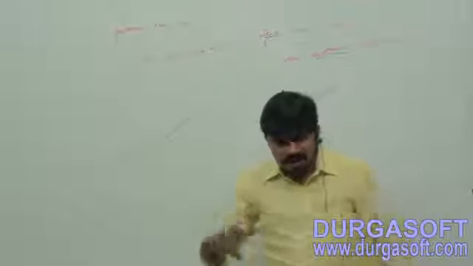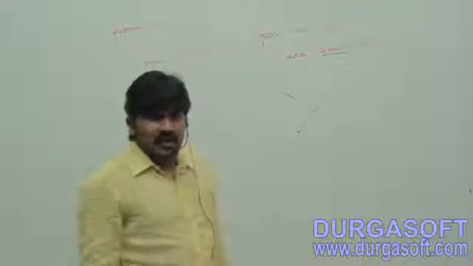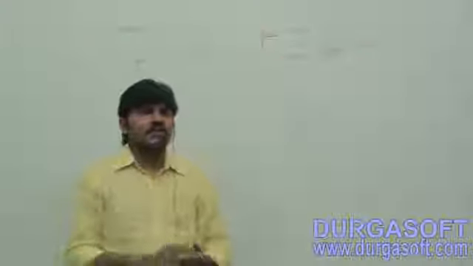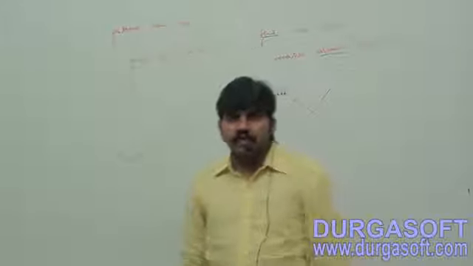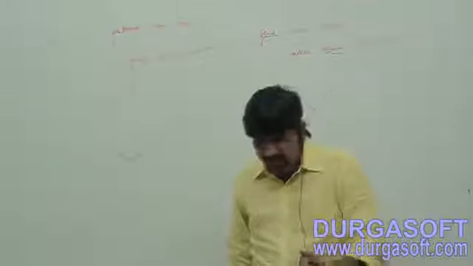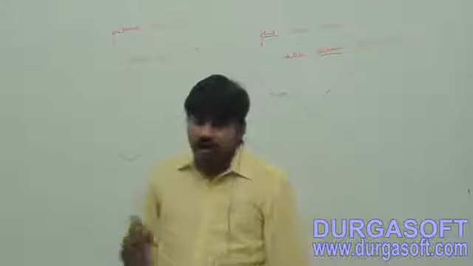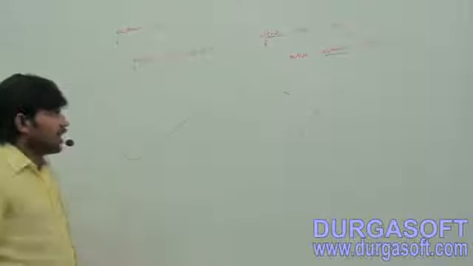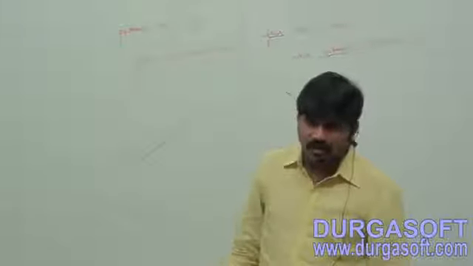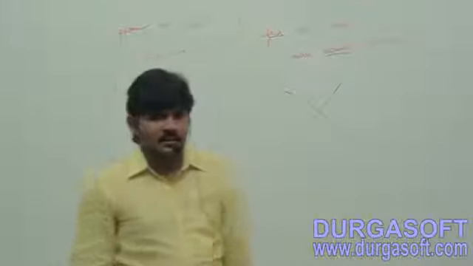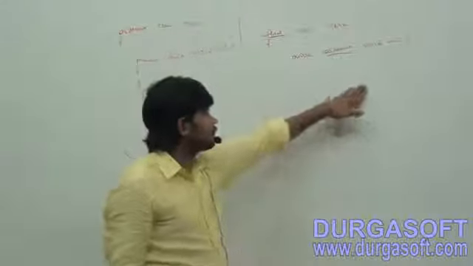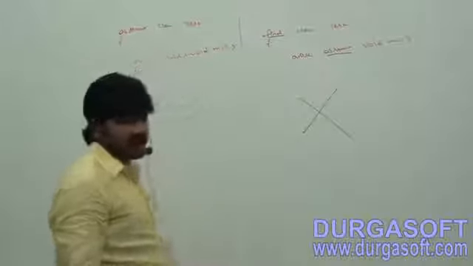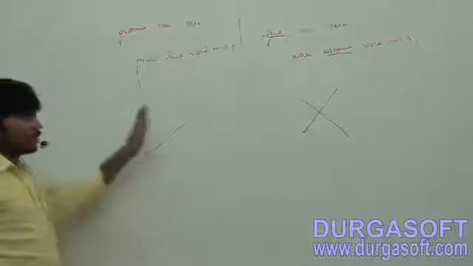And the third one: an abstract class can contain a final method, whereas a final class can't contain an abstract method. That's all. Are you able to understand?